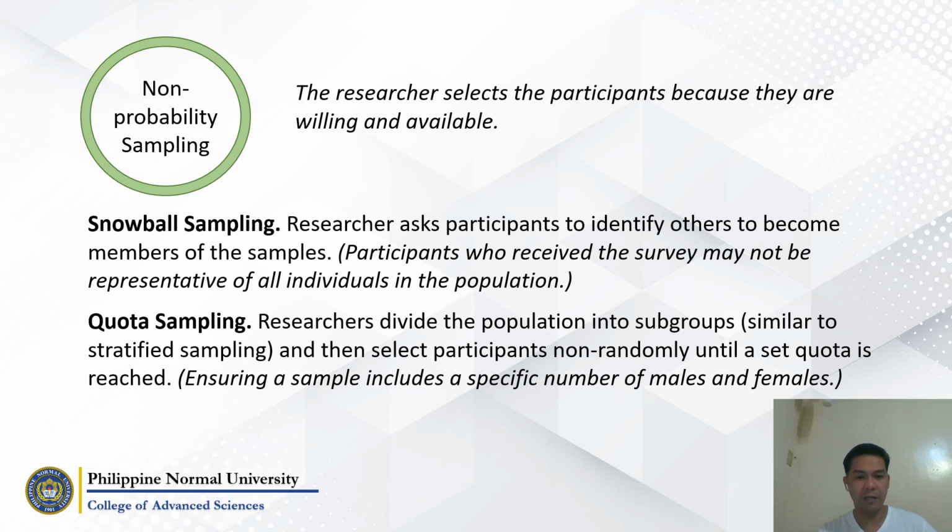We also have the quota sampling, wherein researchers divide the population into subgroups. So similar to stratified sampling, and then select participants non-randomly until a set quota is reached, ensuring that a sample includes a specific number of males and females, say, for example, for a certain study, and as long as you reach the quota that you are looking for. So those are examples of what we call non-probability sampling.